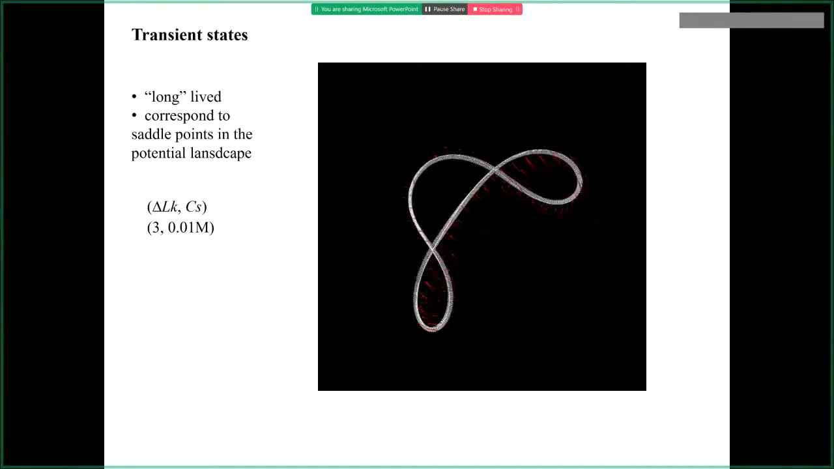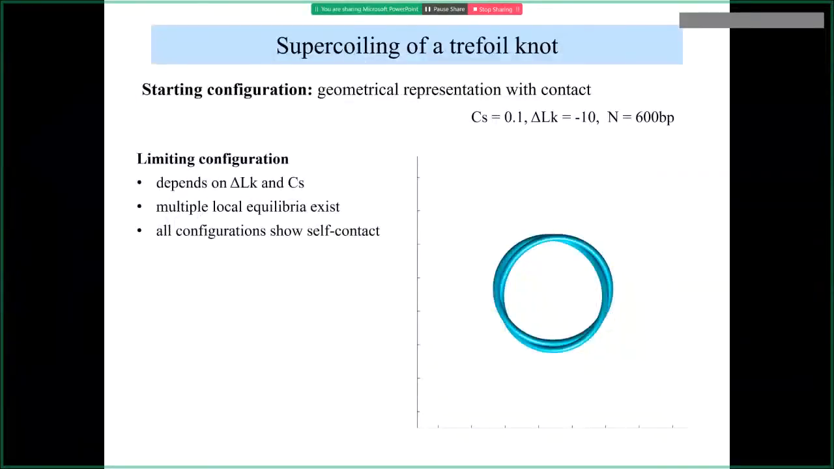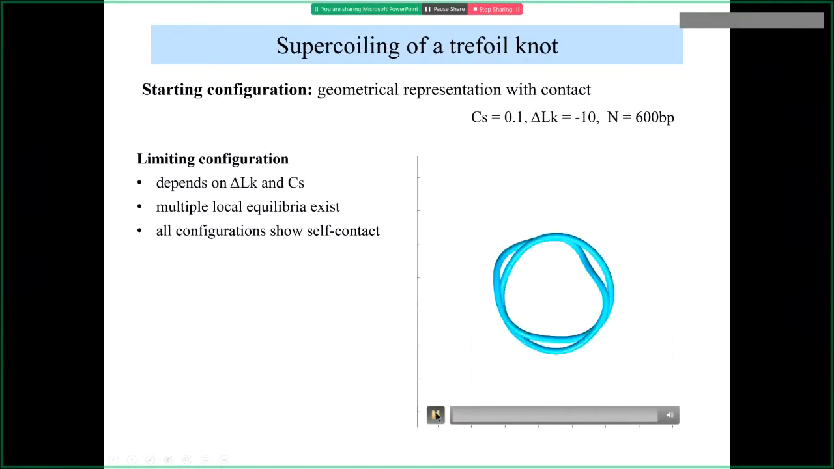Now, recently we've started a new line of study looking at the dynamics of trefoil knots. For trefoil knots, we don't have a trivial configuration that we can simply twist and perform. So we decided to start from this configuration, which is a doubly wound circle, which seems to be the one that minimizes the bending energy. And we simply impose a linking number onto that structure and then let it evolve.